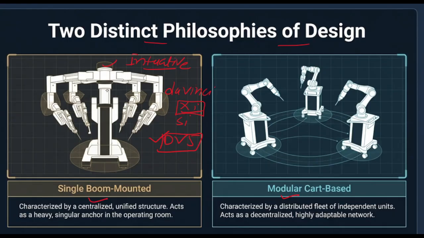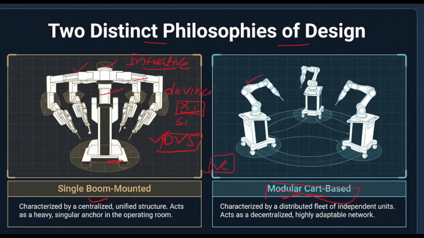So the first philosophy is single boom mounted, and the second is the modular arm cart. The surgeon console is the same for every surgical system. It comes with three components: the surgeon console, the patient cart, and the vision cart, as we know from the basics of a robotic surgical system. Now it comes with two design philosophies: the single boom and the modular cart.